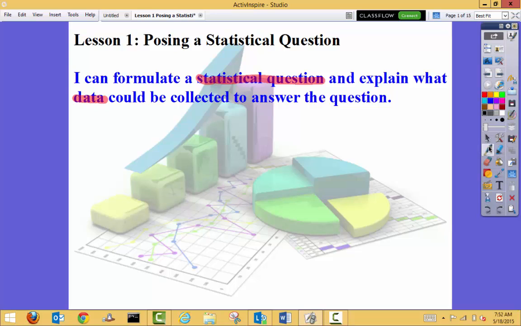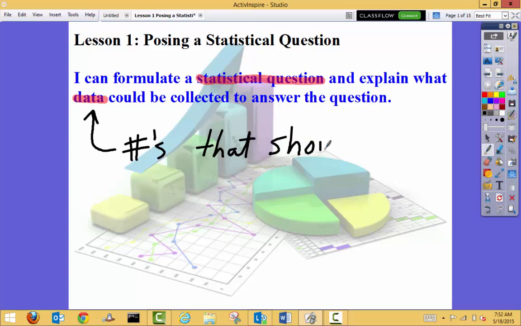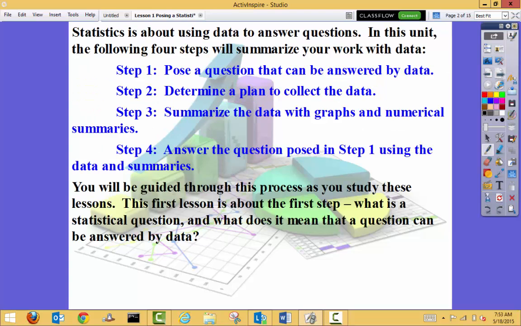There are two focuses. Today we're learning what a statistical question is, but this word data we should already know. That's just when we collect numbers that show information. So they're numbers that show info. So really that's all statistics is looking at: gathering data and then using it for graphs, charts, anything else that we can show something. Statistics is about using data to answer questions.